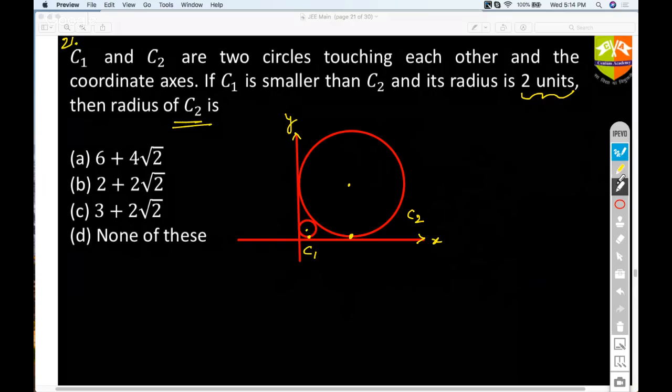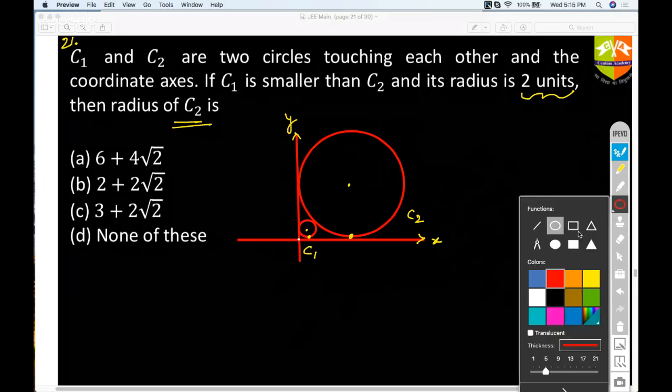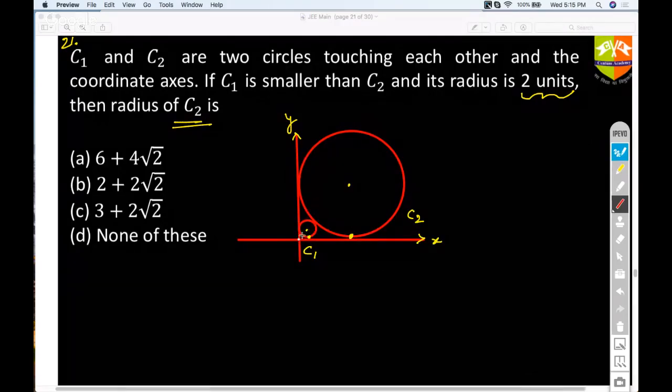Yeah, Purvik, that's correct. So I've drawn circles touching the coordinate axes. Okay, so this is the diagram as of now.